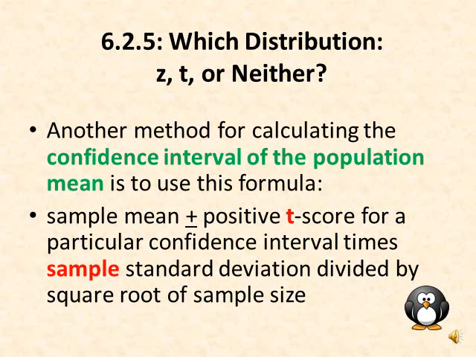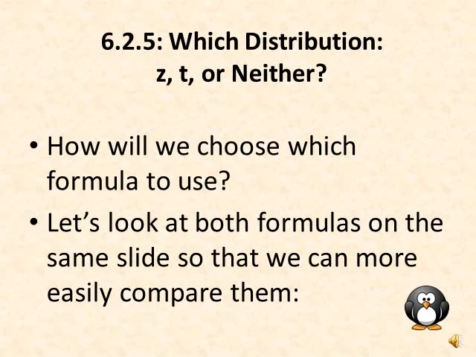Another method for calculating the confidence interval of the population mean is to use this formula: the sample mean plus or minus the positive t-score for a particular confidence interval times the sample standard deviation divided by the square root of the sample size. How will we choose which formula to use? Let's look at both formulas on the same slide so that we can more easily compare them.